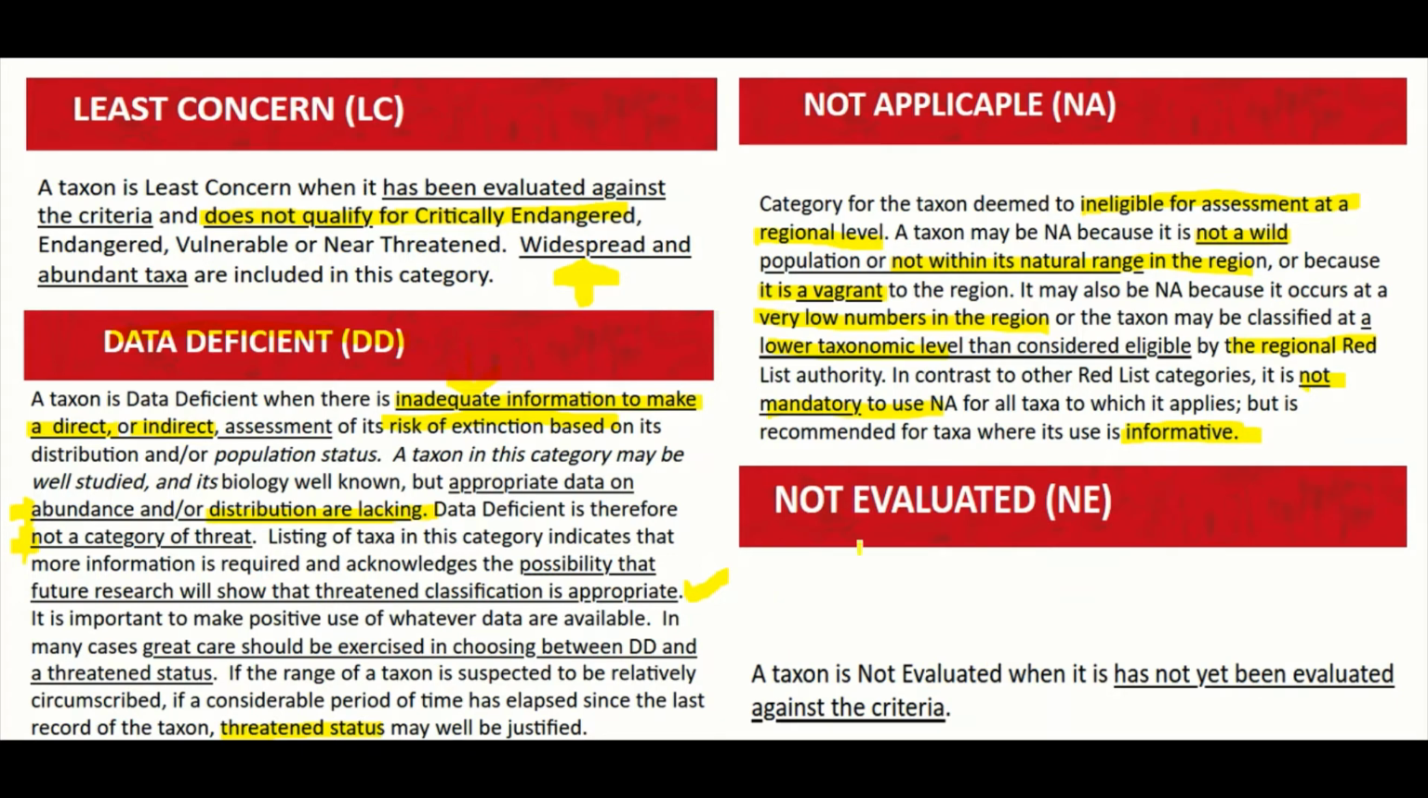Then we have what we call not evaluated. Of course, this means we have not evaluated data, abundance, etc., and their distribution, and therefore it cannot be given a category. So a taxon is not evaluated when it has not yet been evaluated against the criteria A to E, as we shall be looking at in the next few slides.